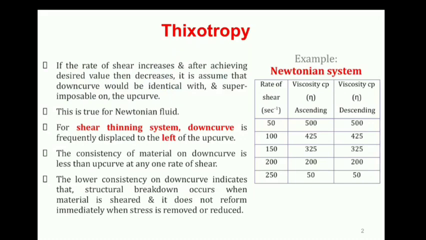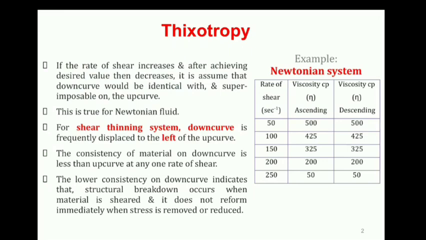This is true in case of a Newtonian system, while in case of a non-Newtonian system, the curve may be shifted towards the right hand side or towards the left hand side. That we are going to discuss in a later section. So suppose I take the example of a Newtonian system. The rate of shear is given per second, 50 to 250, and viscosity in centipoise in ascending order. As the rate of shear increases, the viscosity decreases, in case of a Newtonian system.